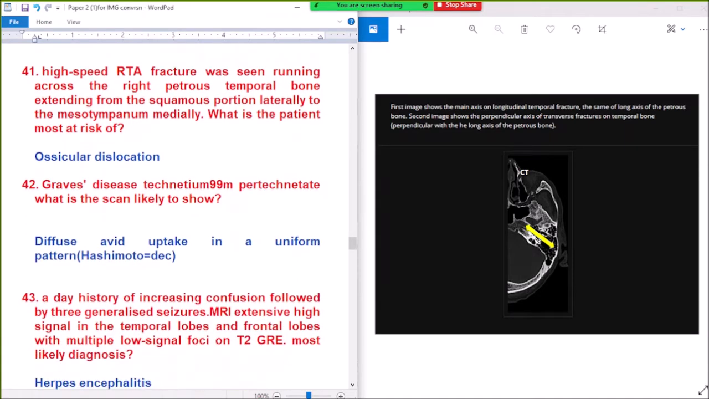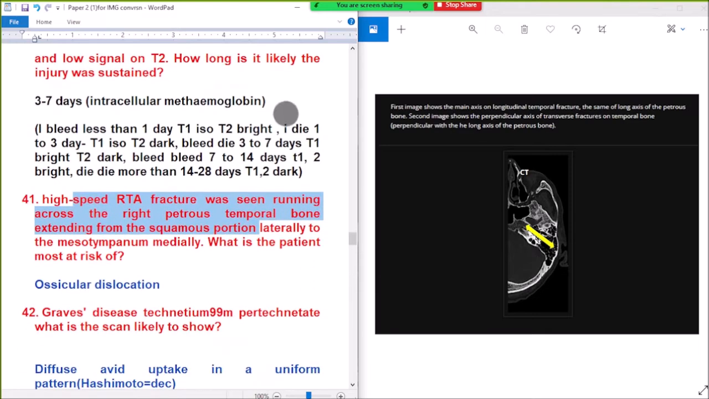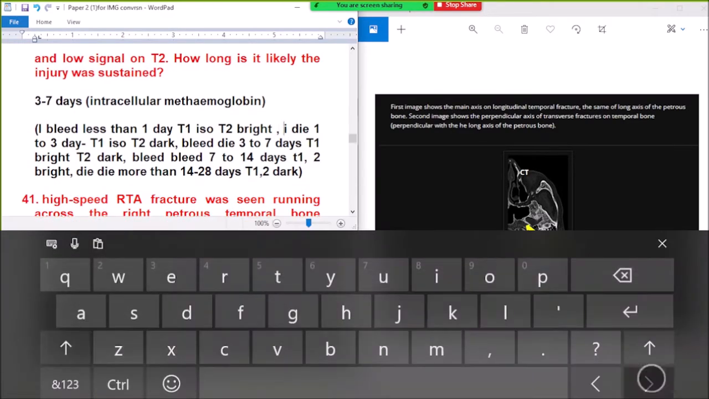Question 41. High speed RTA, a fracture was seen running across the right temporal bone. A little bit easier.